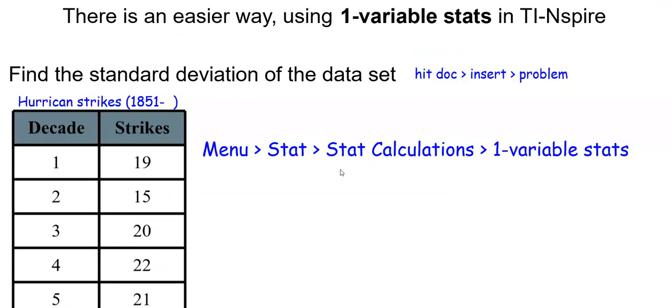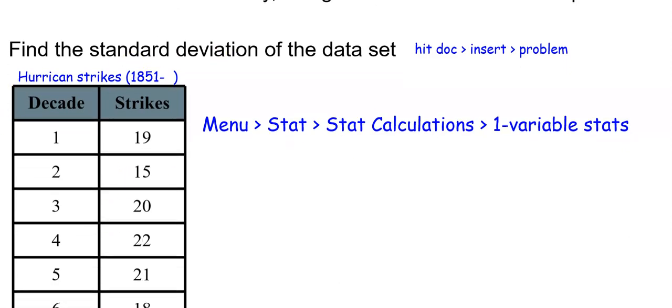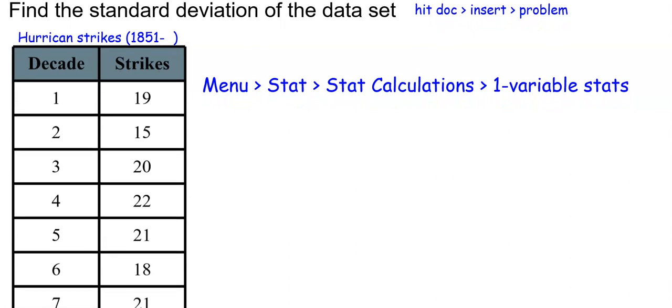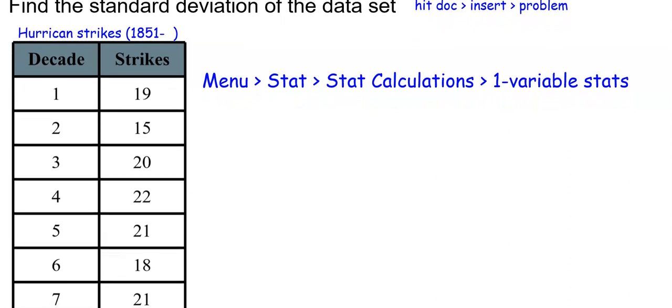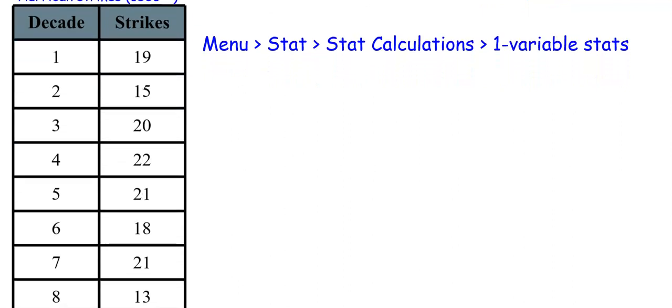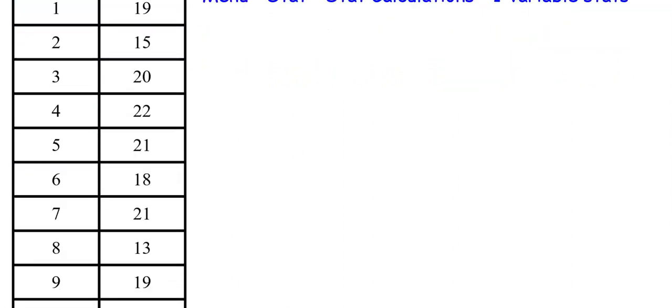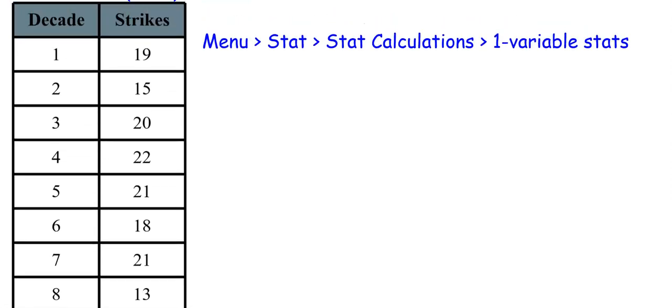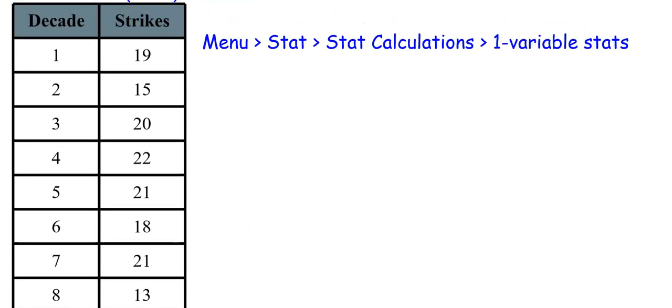So let's try that again to make sure you're understanding. We're going to use one variable stats here. Find the standard deviation of the data set. So hurricane strikes since 1851 is the name of this data set. I'll scroll down, I can't see it all right now. We'll get that in just a minute.